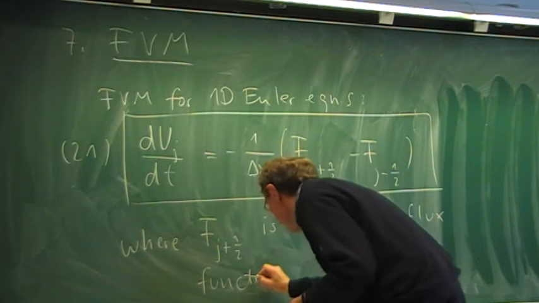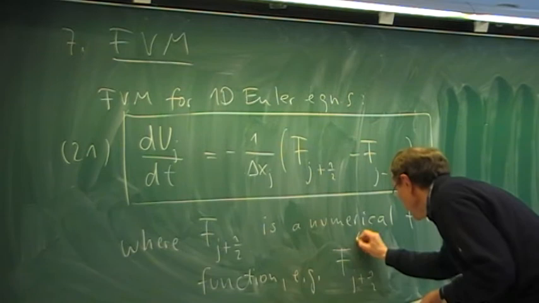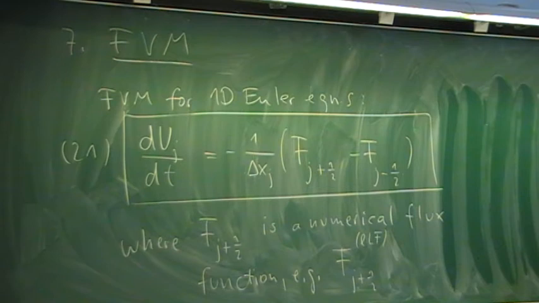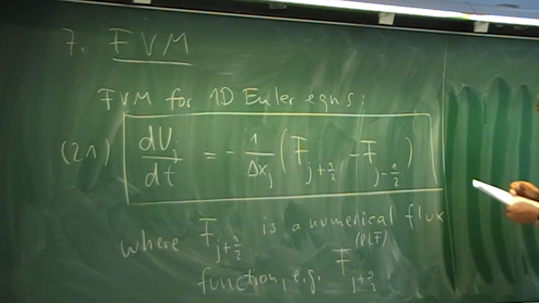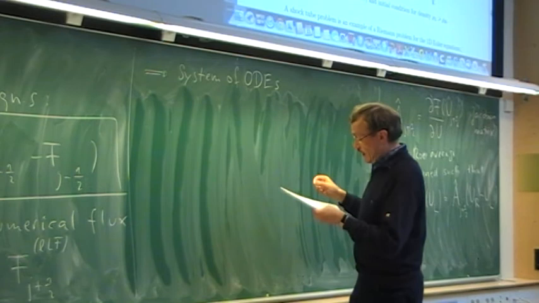For example, F_{j+1/2} could be the Rusanov or local Lax-Friedrichs flux. And then if we have that in all the cells, this defines a system of ordinary differential equations in time. We take the boundary conditions into account, I'll come to that later, and then we get the system of ODEs if we do that for all the cells, and that would then look something like this.